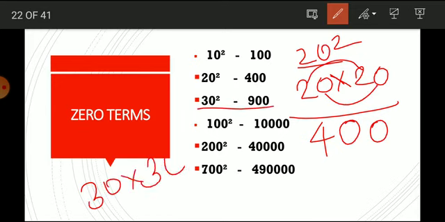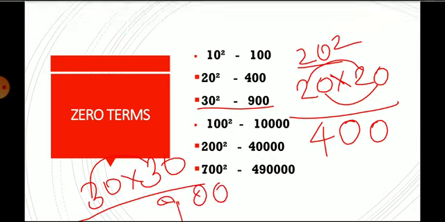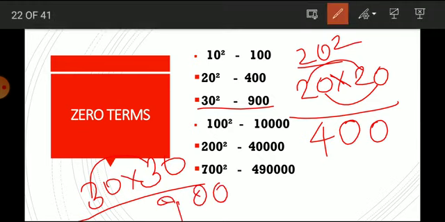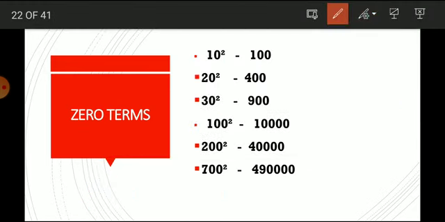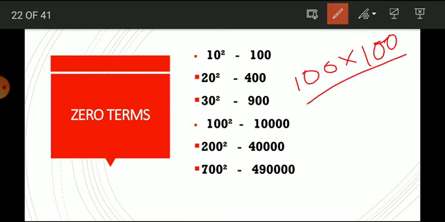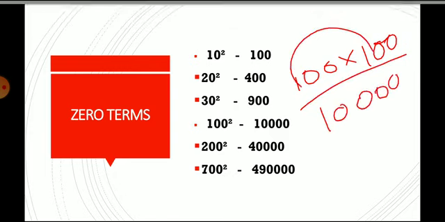Like this, we apply the same in 30. 30 square means 30 into 30. First of all we multiply the non-zero terms: 3 threes are 9. Then 2 zeros, right? After that, 100 square is also the same: 100 into 100. The non-zero term is 1. How many zeros? There are 4 zeros. So this is how we use zeros for squares.